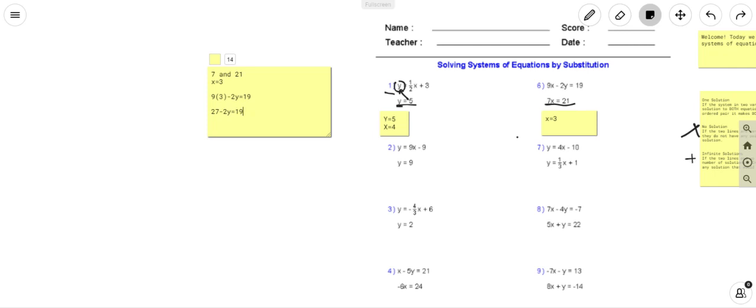Do you see anything here that can be subtracted, or what can we simplify? I see that we can simplify this and this. We could subtract 27 from both sides.